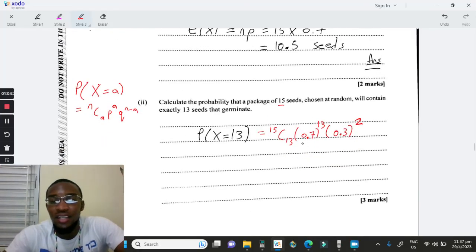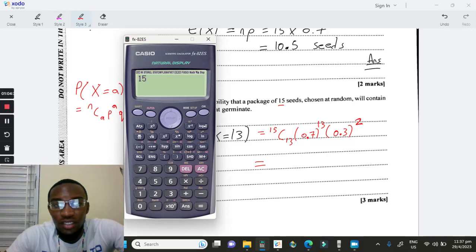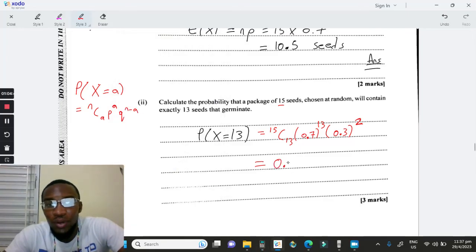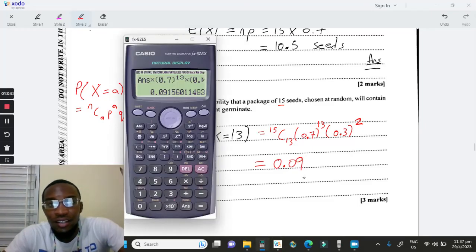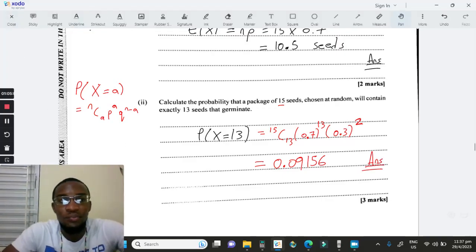You put that in the calculator, it can't get any easier. Take out the calculator: 15 choose 13, multiplied by 0.7 raised to the 13, multiplied by 0.3 squared. We work that out and we get 0.09156. That's our answer, and we'll move on. Easy, no issues.